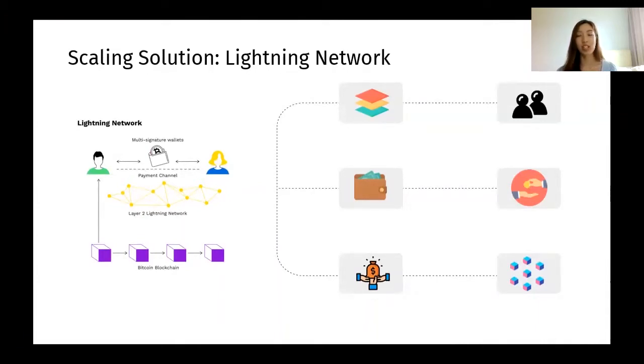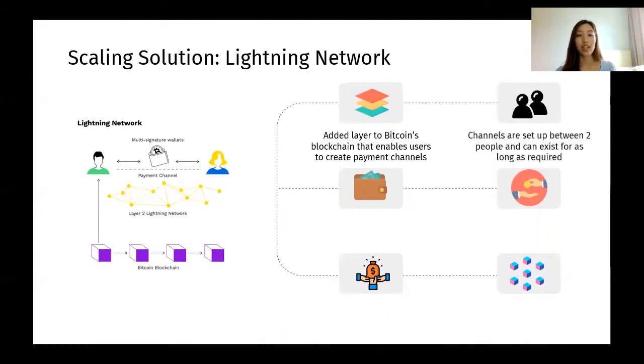By taking transactions away from the main blockchain and making them off the chain, it decongests the Bitcoin blockchain and also reduces associated transaction fees. The Lightning Network can also be used to conduct other types of off-chain transactions involving exchanges between other cryptocurrencies. So with this added layer to Bitcoin's blockchain, it will enable users to create payment channels between any two parties on that extra layer. And then these channels can exist for as long as you want to. Because they're set up between two people, transactions will be almost instant and the fees will be very low or even non-existent.